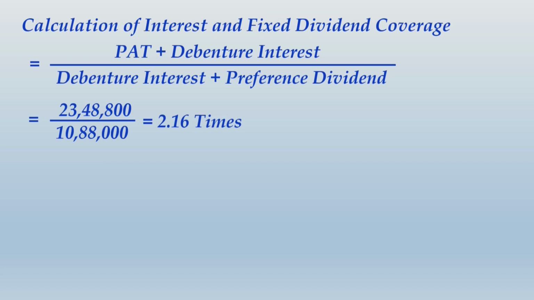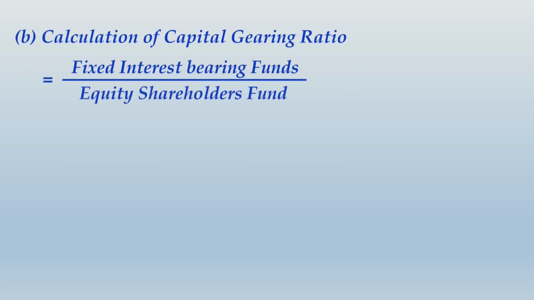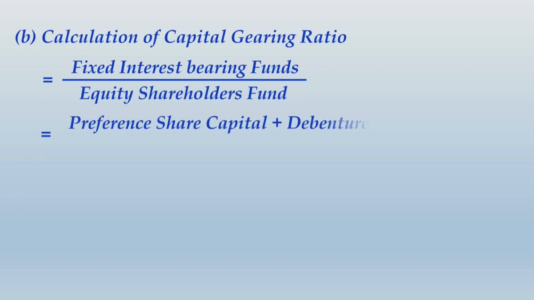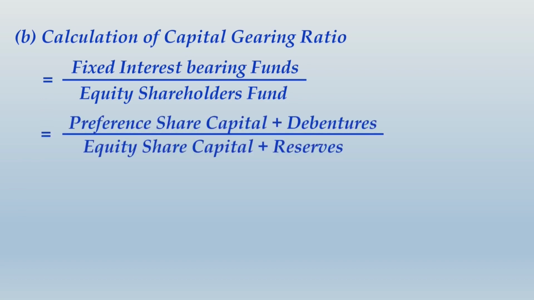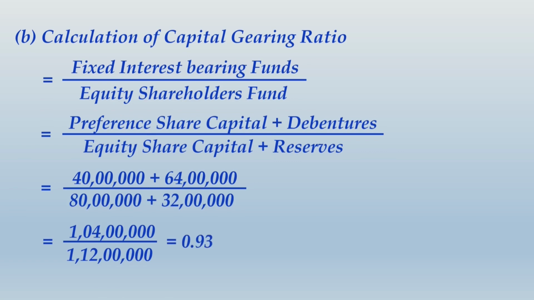Alright friends, after writing this, let us move to the next ratio, that is capital gearing ratio. You know how to calculate capital gearing ratio, right? Capital gearing ratio will be all the fixed income bearing funds divided by equity shareholders funds. In simple words, it is preference share capital plus debentures divided by equity share capital plus reserves, and that would give you 40 lakhs plus 64 lakhs divided by 80 lakhs plus 32 lakhs, and that is 1 crore 4 lakhs divided by 1 crore 12 lakhs, and that is 0.93.